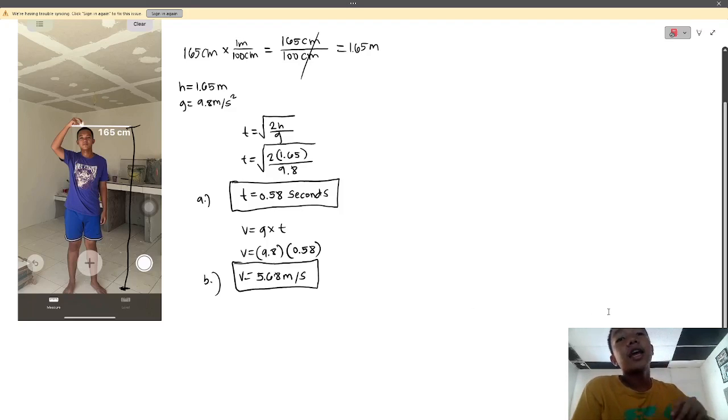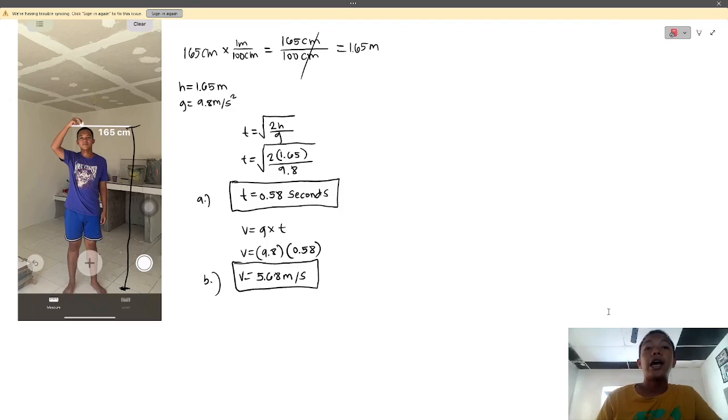So the egg takes about 0.58 seconds to fall and hits the ground at about 5.68 meters per second. That wraps up our quick physics problem. We used basic kinematics to find how long the egg takes to fall and how fast it's going when it hits the ground.